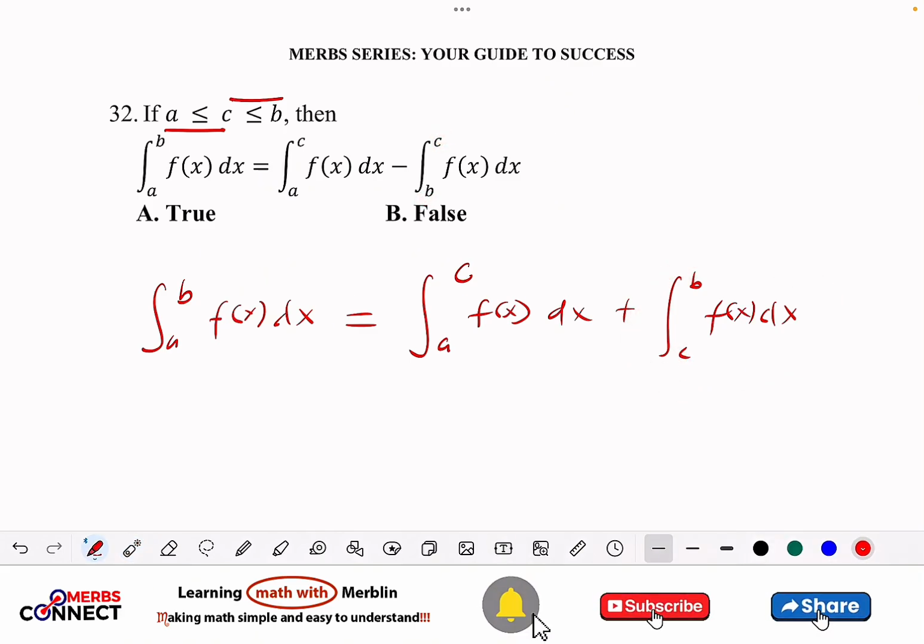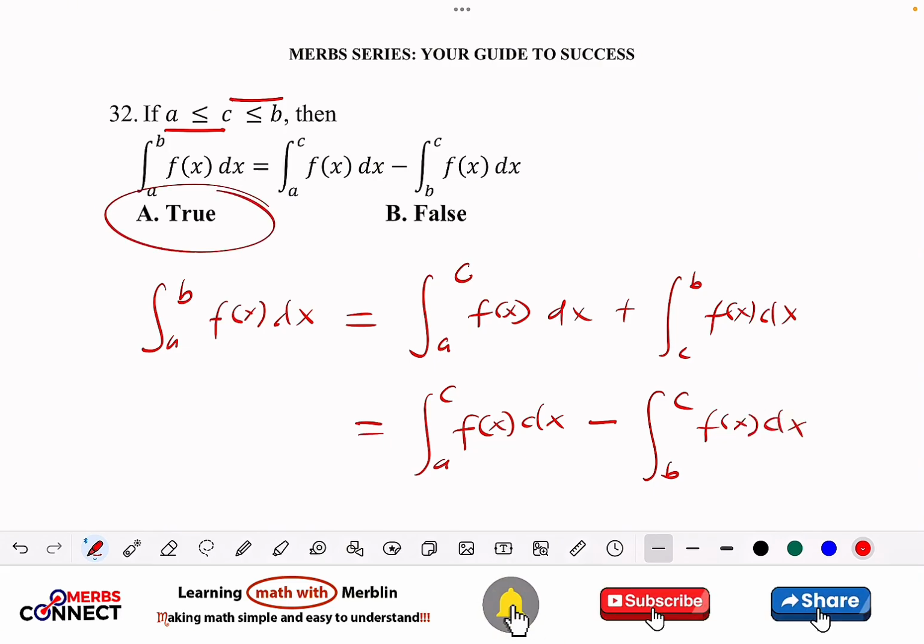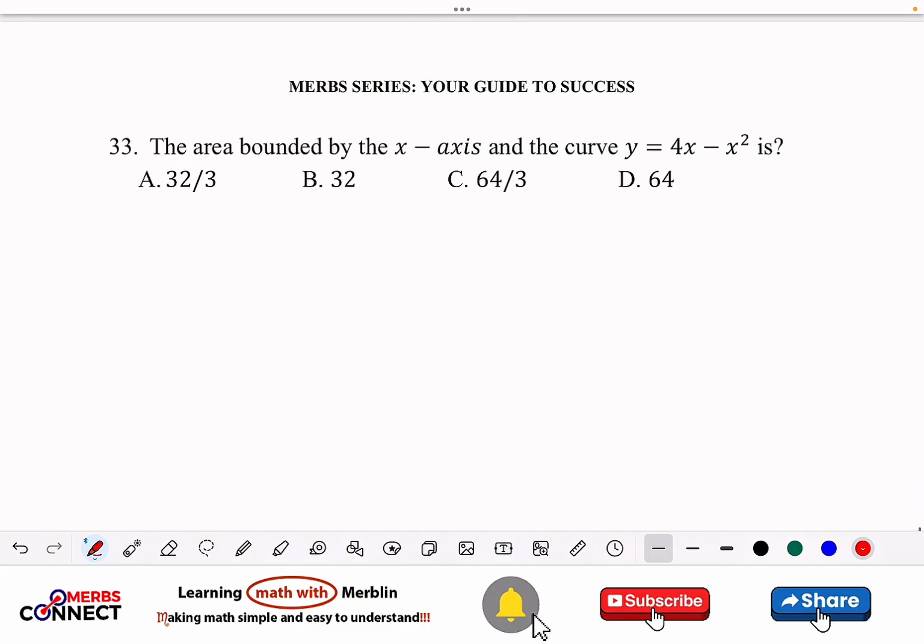So this is going to give us A to B, A to C, dx. Now, when I want to swap this, it becomes negative. So this one becomes minus the integral from B to C of f of x dx. And this one becomes true. So that's what we just need to pay attention to here. We are almost done. Now let's look at this question here.